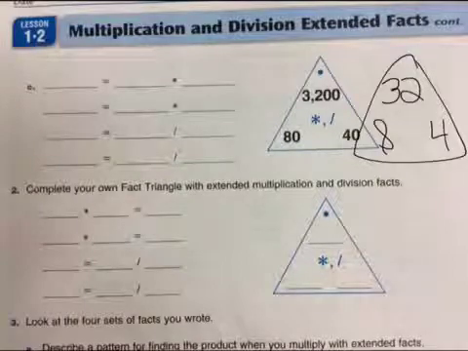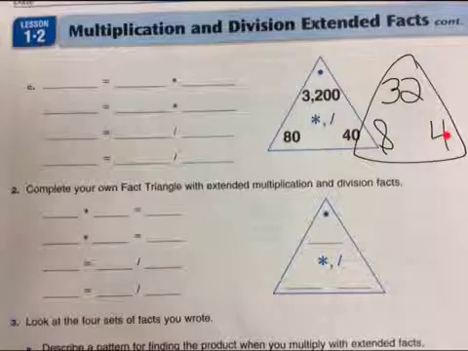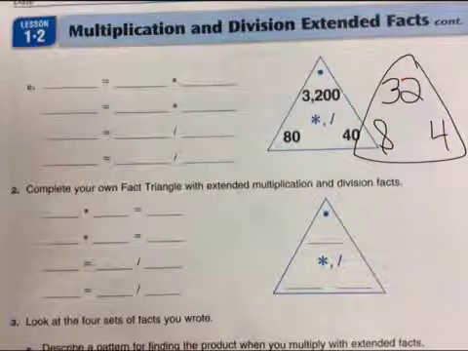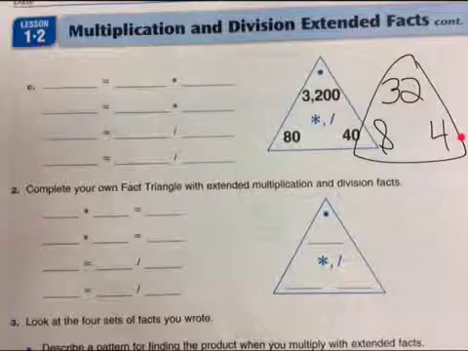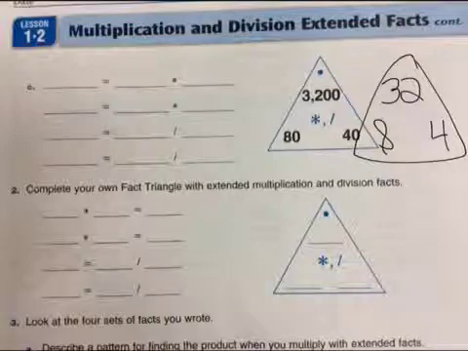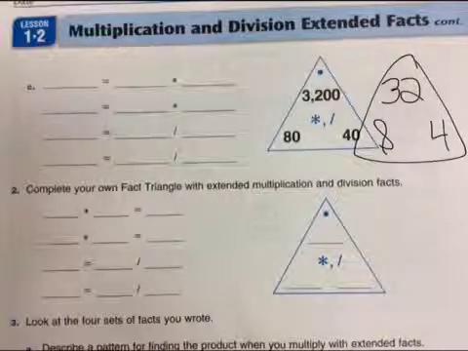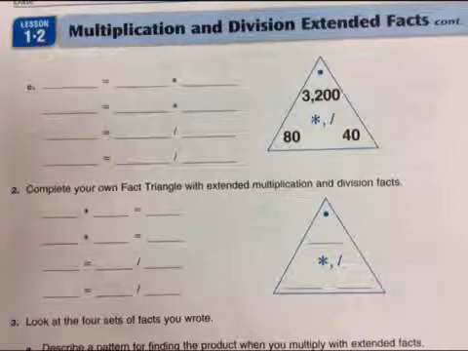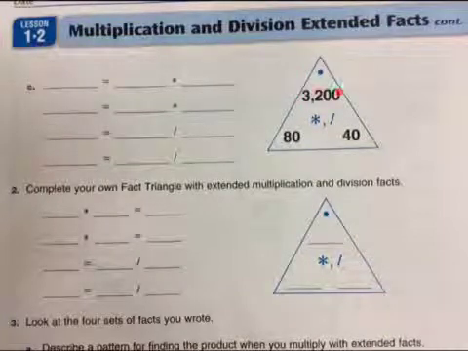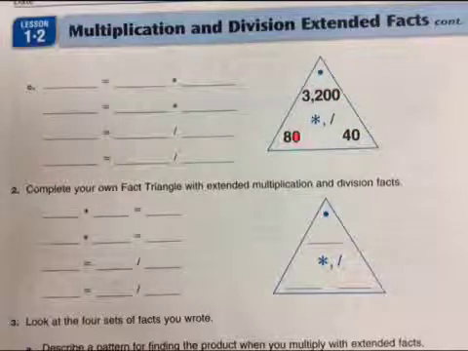Okay? 32 divided by 4 is 8. 8 times 4 is 32. 32 divided by 8 is 4. 4 times 8 is 32. But if we want to work with the big numbers, okay, we understand that we can just take the 3,200 divided by 40 is 80.